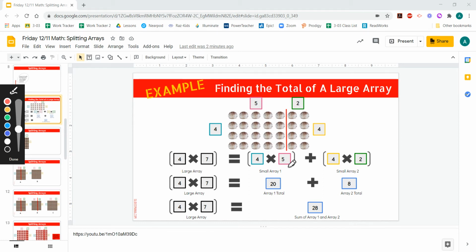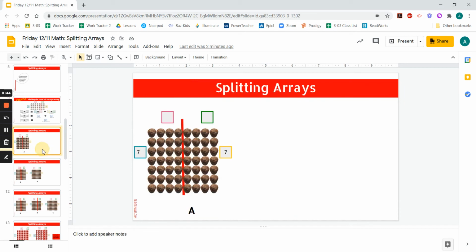Choosing which way to split a large multiplication fact depends on which smaller multiplication facts you want to work with. Let's look at an example to see what I mean. In this example, I am solving for the multiplication fact 7 times 8. 7 rows and 8 columns.